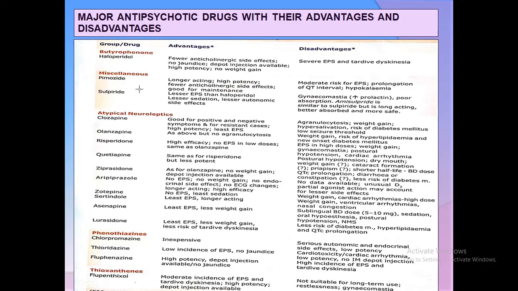Now coming to the atypical neuroleptics group. First drug being clozapine, its advantages being good for positive and negative symptoms and for resistant cases, high potency, least extrapyramidal side effects. Its disadvantages being agranulocytosis, weight gain, hypersalivation, risk of diabetes mellitus, low seizure threshold.